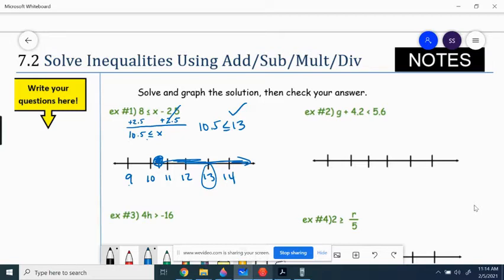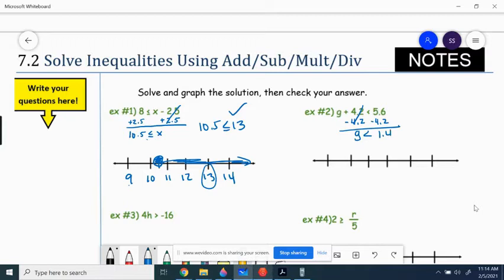We did that right. All right, example 2, we've got g plus 4.2 is less than 5.6. So we want to get rid of that 4.2. To do so by doing the opposite of addition, we will subtract. We're going to subtract 4.2 on both sides. On the left side, I'm just left with g is less than 5.6 minus 4.2 is 1.4.